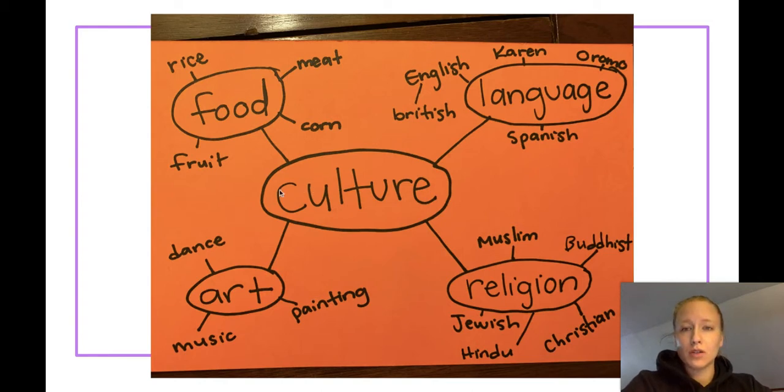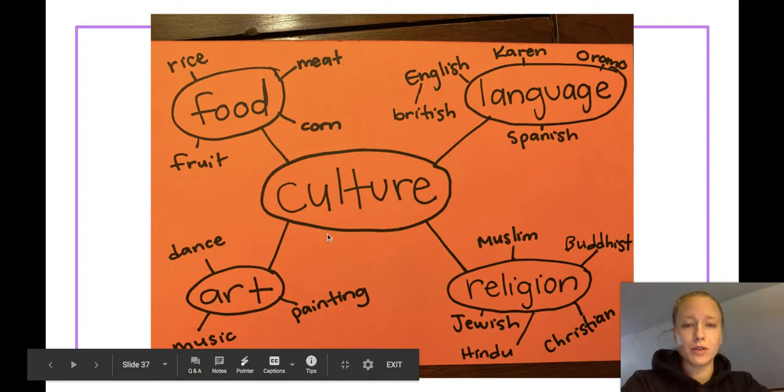Food is also a part of culture. What kind of meat? Does the culture eat rice, fruit, or corn? All kinds of foods are a part of culture. And different societies have different cultures and they have different food.